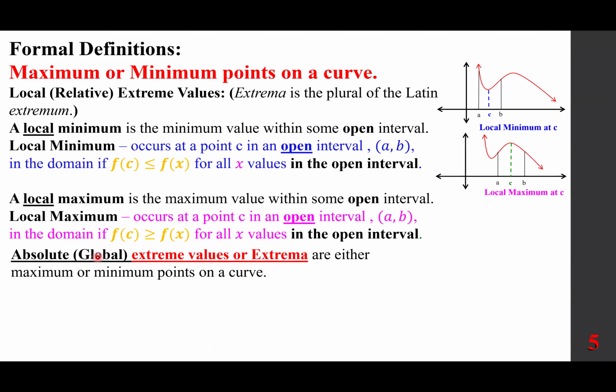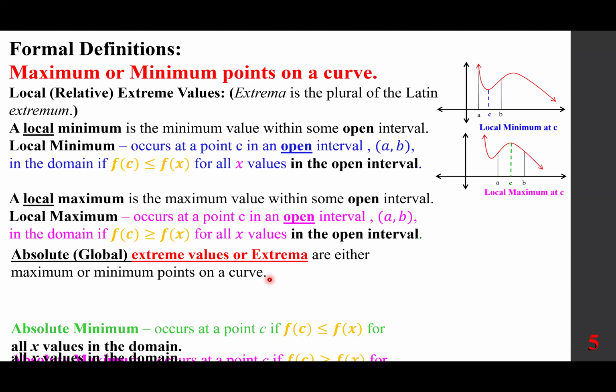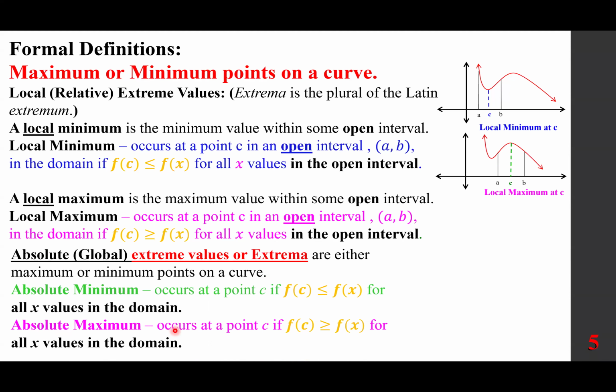Absolute, also known as global extreme values or extrema, are either maximum or minimum points on a curve. An absolute minimum occurs at a point c if f of c is less than or equal to f of x for all x values in the domain. An absolute maximum occurs at a point c if f of c is larger than or equal to f of x for all x values in the domain. In other words, the difference between these two is that local happens in some open interval. In this case, both of them happen in the entire interval.